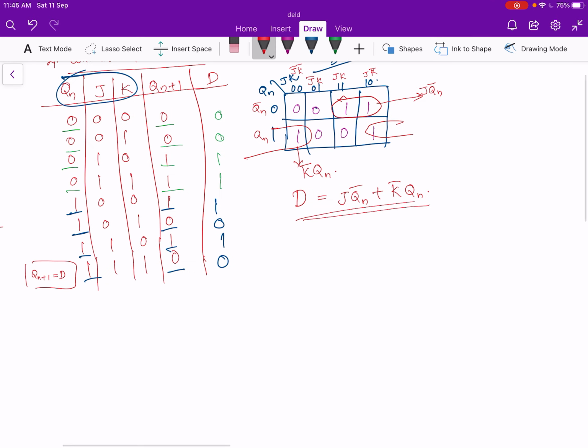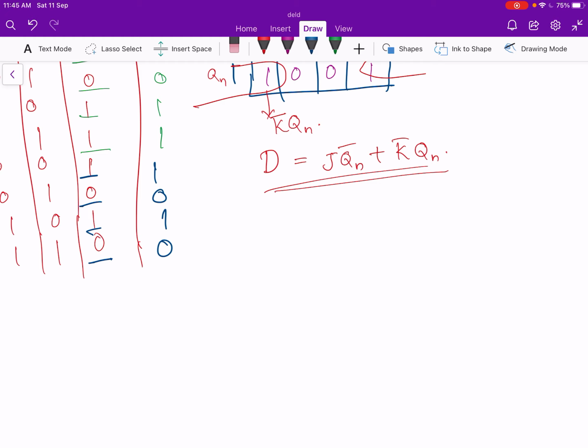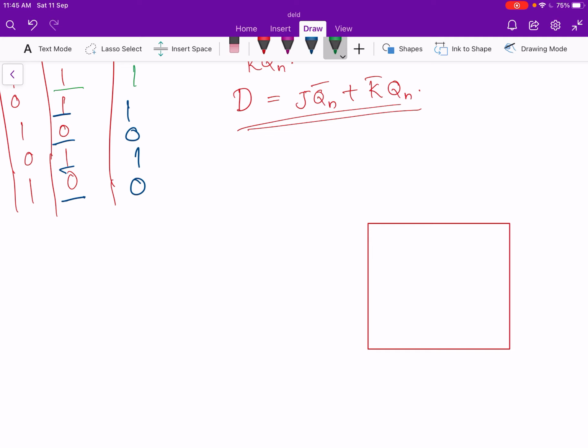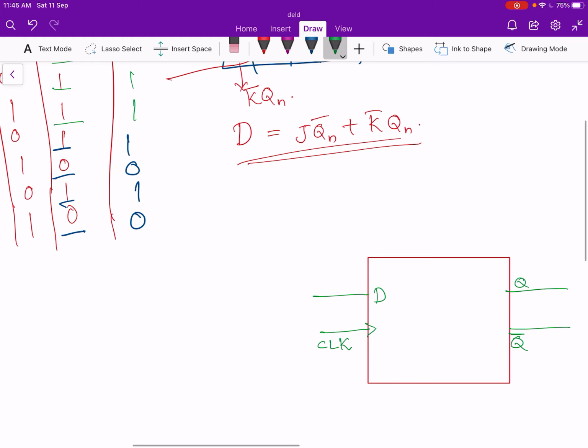So first let us draw the D flip-flop. The input is D and a clock pulse. I am giving a positive edge triggered clock here. We can give a negative edge triggered clock also, and the outputs are Q and Q bar. So we can use this flip-flop conversion logic and this D flip-flop to get the JK flip-flop. So the conversion is D is equal to J Qn bar or K bar Qn.